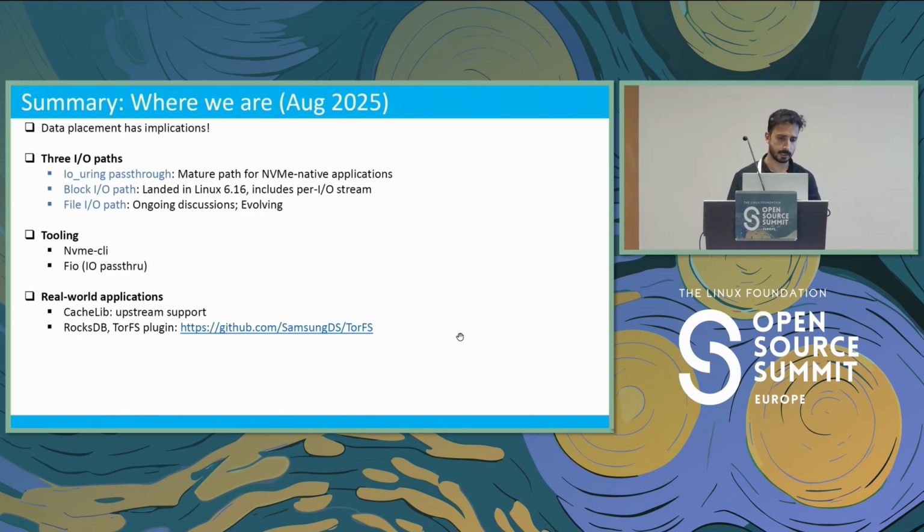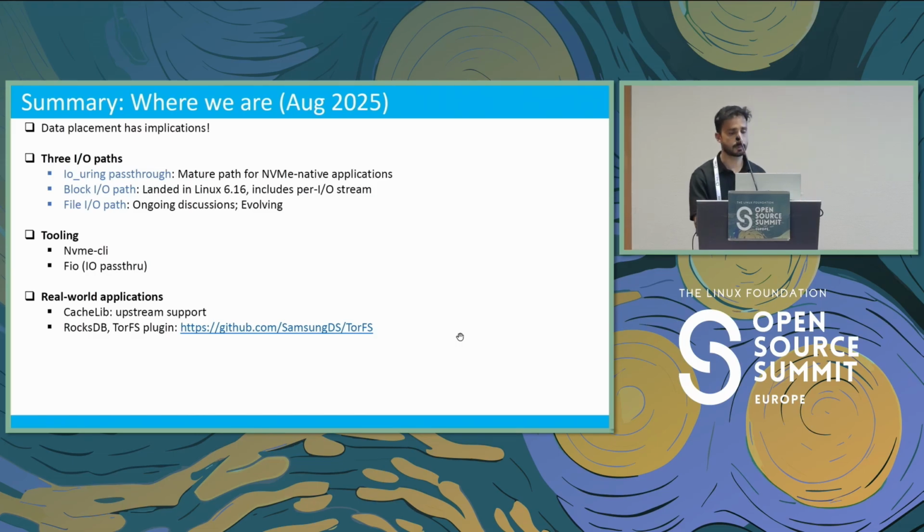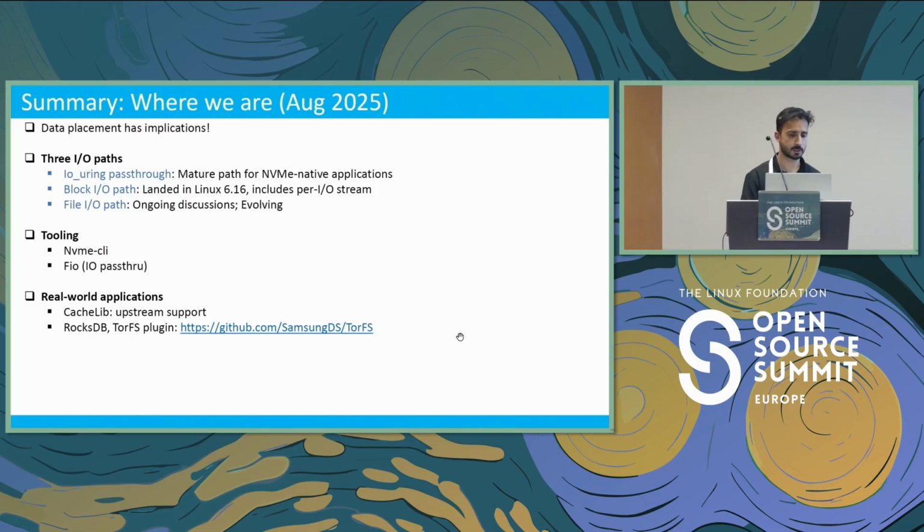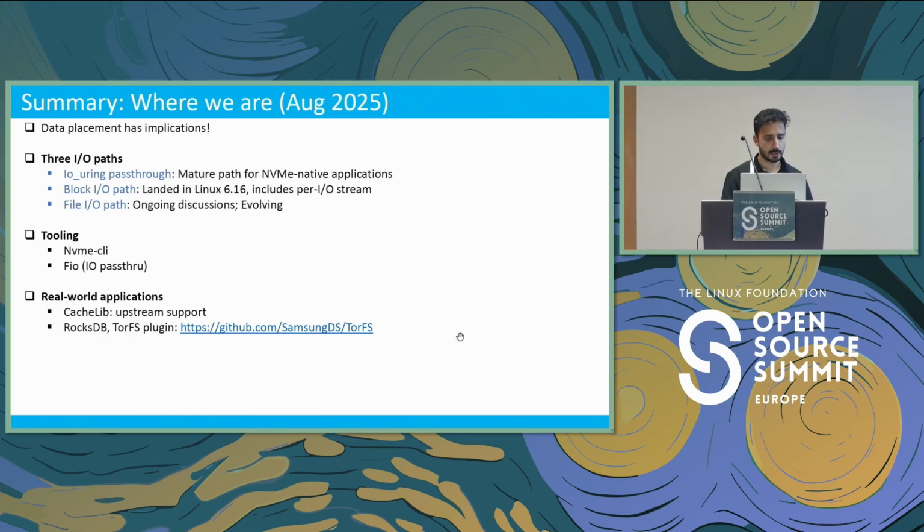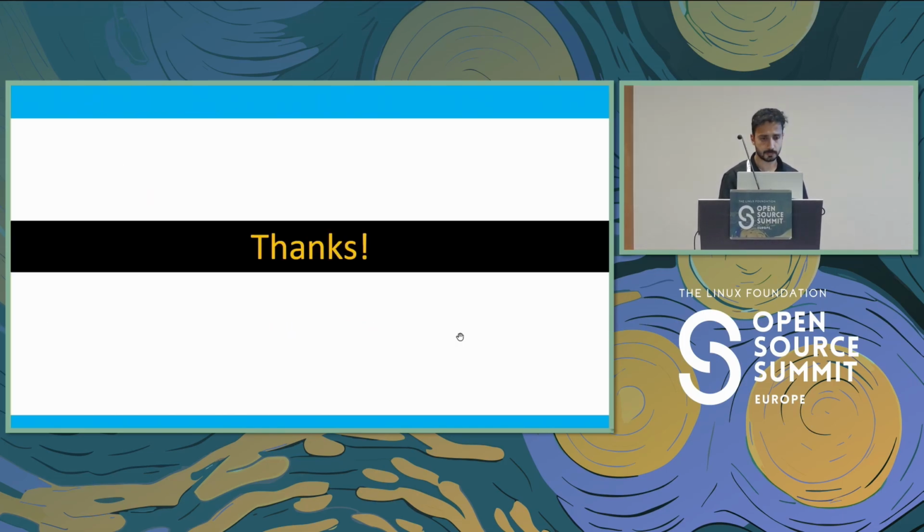Almost all the tools are actually aware of FDP or the placement. But yes, I think if the file I/O patches get merged, when they get merged, in what form, based on that, things may change. And we have got a couple of real-world applications that are making use of it.